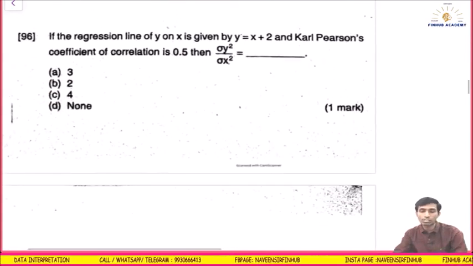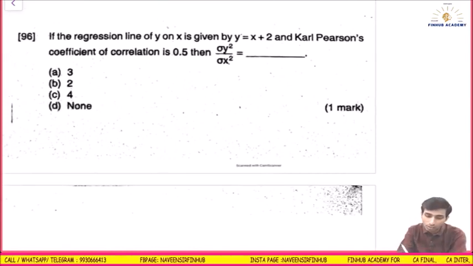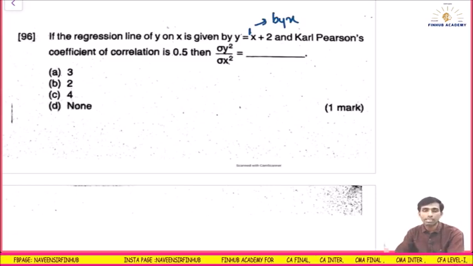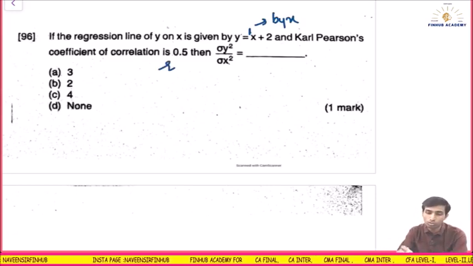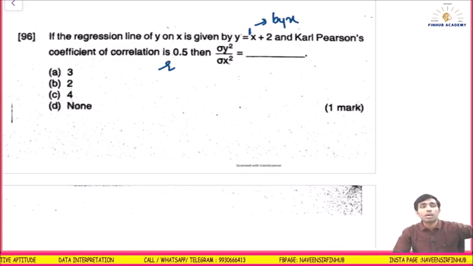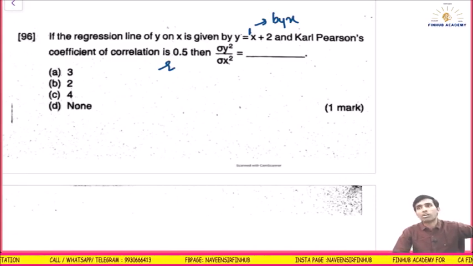The regression coefficient by on x. Okay, line of y on x is given. That means here the coefficient is 1. This is my by on x. Okay, you should understand the coefficient of x is by on x, because this is the y on x equation. Karl Pearson coefficient r is equal to 0.5. So the regression line of y on x is given by y is equal to x plus 2. So by on x I know. Okay, so Karl Pearson r also I know.